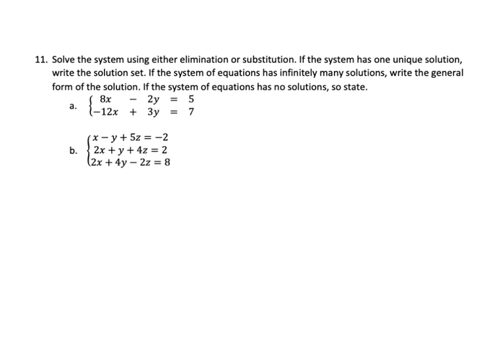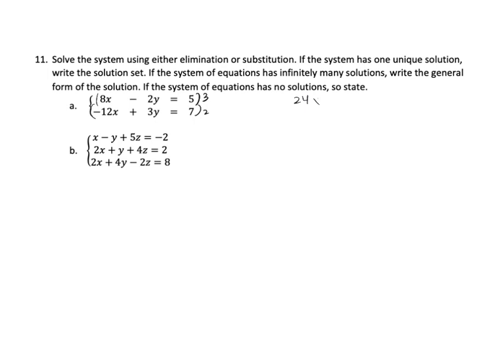Okay, for part A, I'm going to use the elimination method. So I'm going to try to eliminate the y variable. So I'm going to make this into a -6 and that into a +6. So I need to multiply the top equation by 3 and the bottom equation by 2.